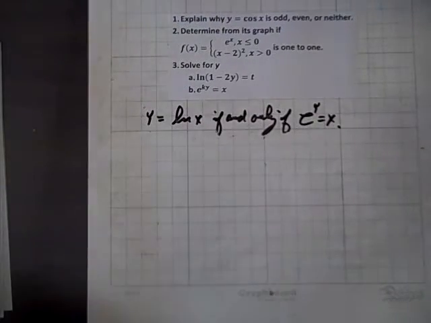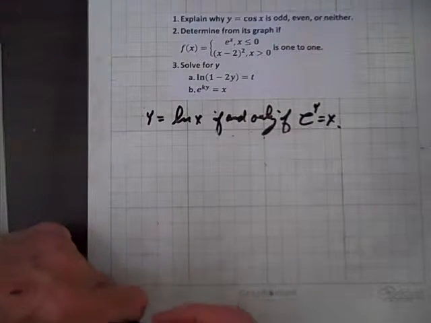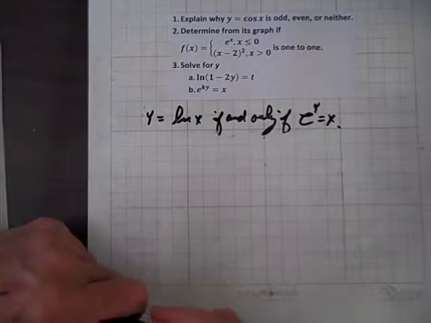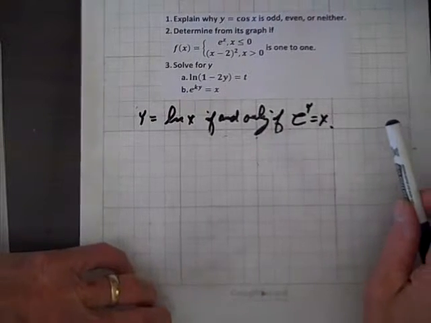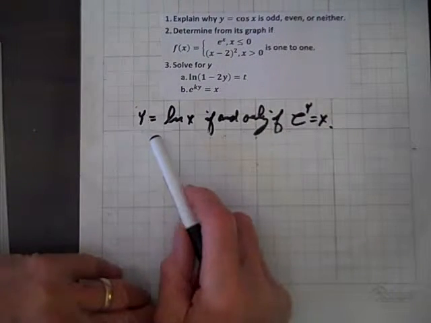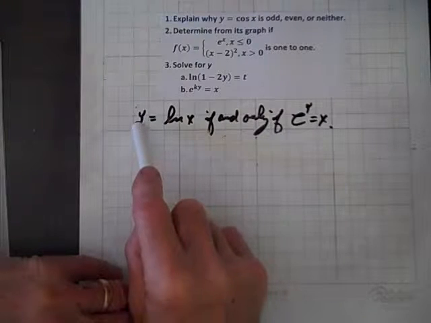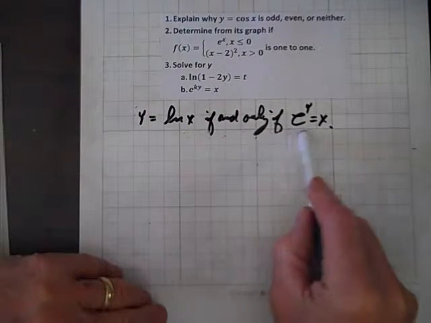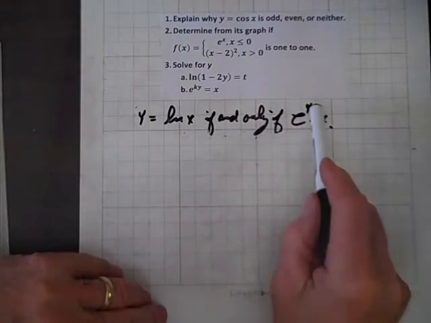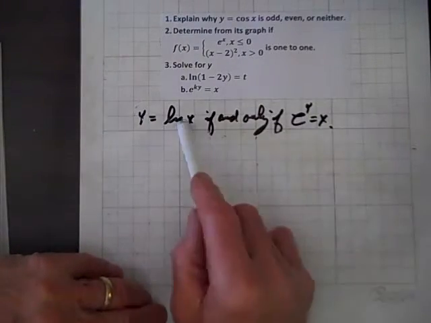Now for question 3, we have to isolate y. To do that, we'll employ the definition of the natural logarithm, which is y equals ln of x if and only if e to the y equals x, where y is the exponent, x is the result.